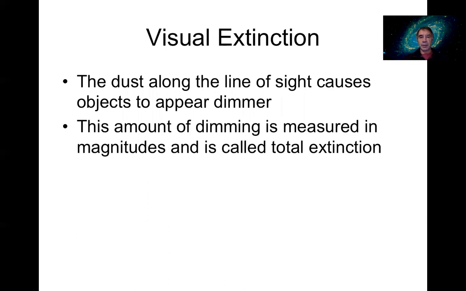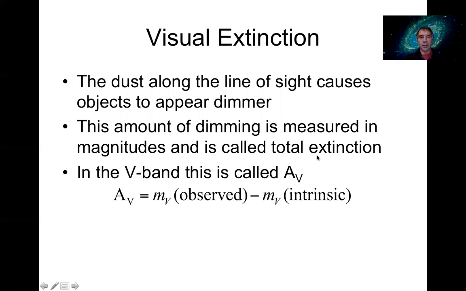So this amount of dimming due to the dust, because brightnesses of stars are measured in magnitudes, is also measured in magnitudes. So we need to reuse the magnitude system again here. And the amount of dimming is referred to as the total extinction. Okay? And if it's measured in the V band, as we talked about earlier in the module, then that will be the total visual extinction. And so total visual extinction is given the symbol AV, okay?